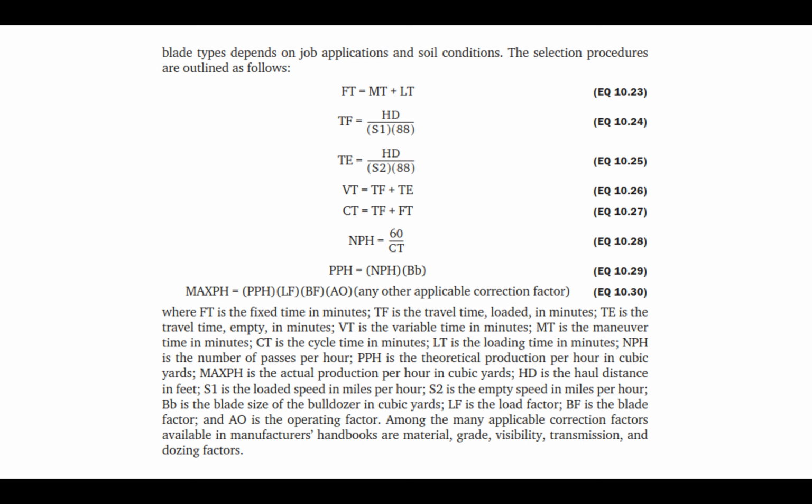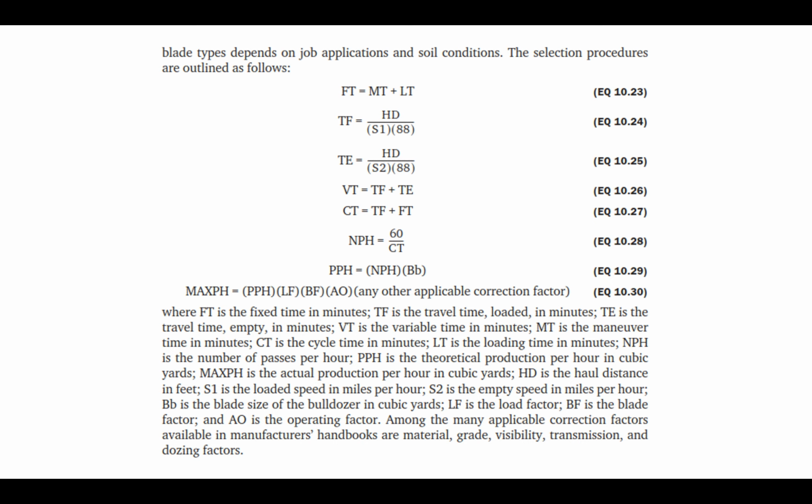So we have FT, which is the fixed time in minutes. So we have travel time, TF, loaded. Okay, that's the loaded time in minutes, and then of course empty, tramming in reverse to go remove more material, is VT. No, it's TE. Sorry, TF is the travel time, loaded, in minutes. TE is the travel time empty. VT is the variable time in minutes.